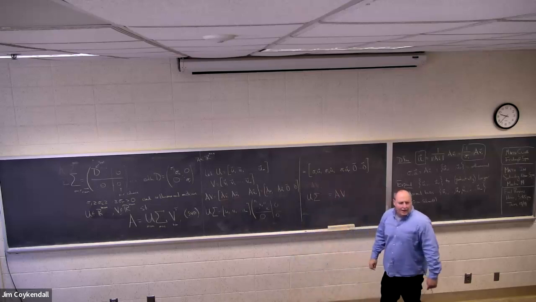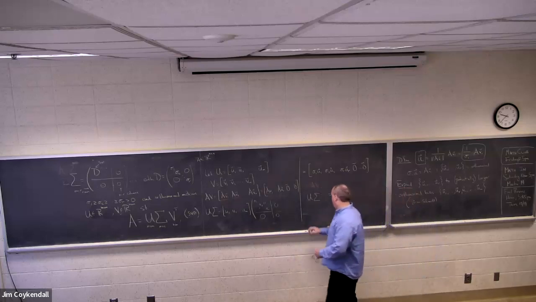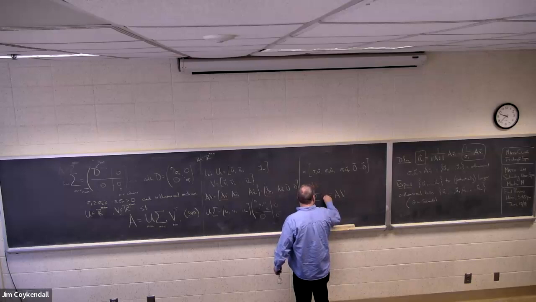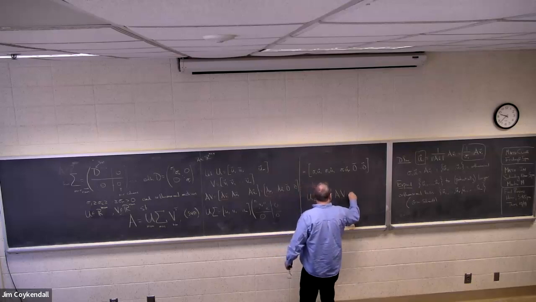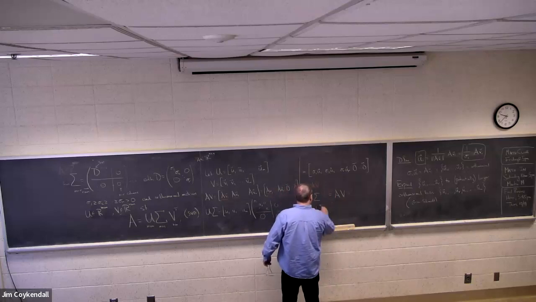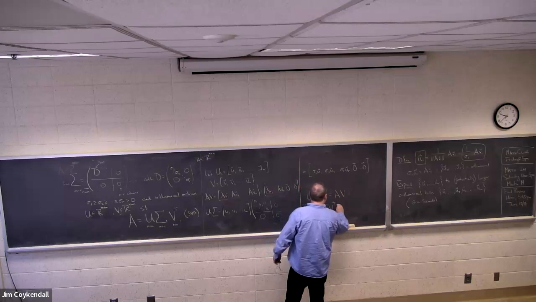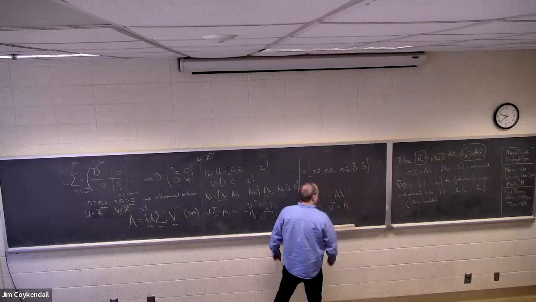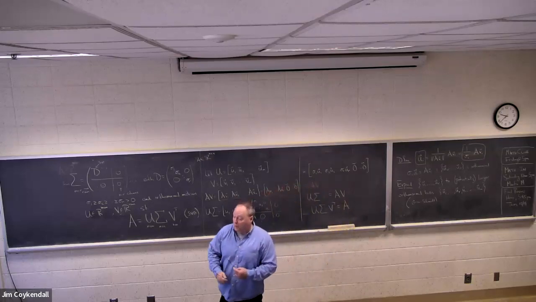Now multiply on the right-hand side by V transpose. You get the identity here. So you get U sigma V transpose. So this works.